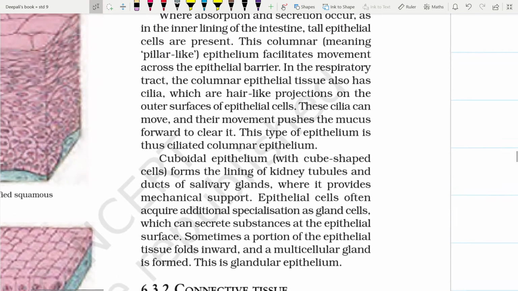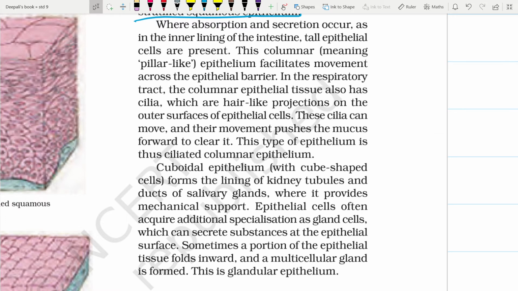Where absorption and secretion occur, as in the inner lining of the intestine, tall epithelium cells are present, which are called columnar or pillar-like. This increases the surface area and facilitates movement across the epithelial barrier. In the respiratory tract, the columnar epithelial tissue also has cilia, which are hair-like projections on the outer surface of epithelial cells. These cilia can move, and their movement pushes the mucus forward to clear it. This type of epithelium is called ciliated columnar epithelium. We already saw the function of it.